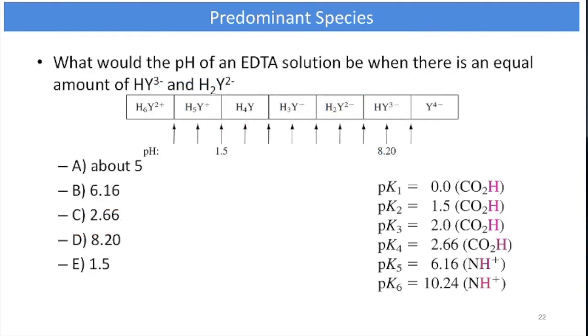In this question, we're asked what the pH would be when there is an equal amount of HY3 minus and H2Y2 minus. So we're looking at this compound here and this compound here. We know that there will be equal amounts of them when the pH is equal to the pKa, which is this one right here. The pKa for that one ends up being 6.16. So the answer for that one is going to be B.